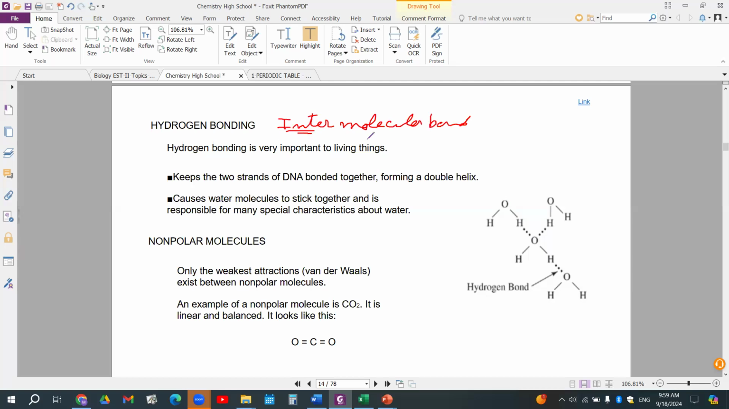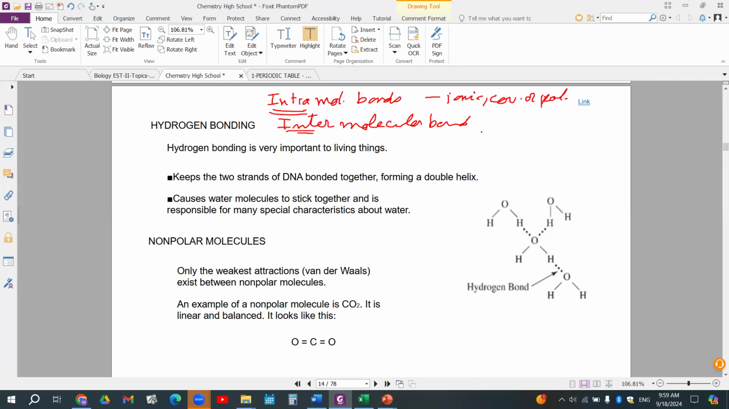In between. What is intramolecular? What's meant by intramolecular? Intramolecular bonds are either ionic, covalent, or polar covalent. You know the difference? Intramolecular means inside the molecule. It is the bonds we studied.